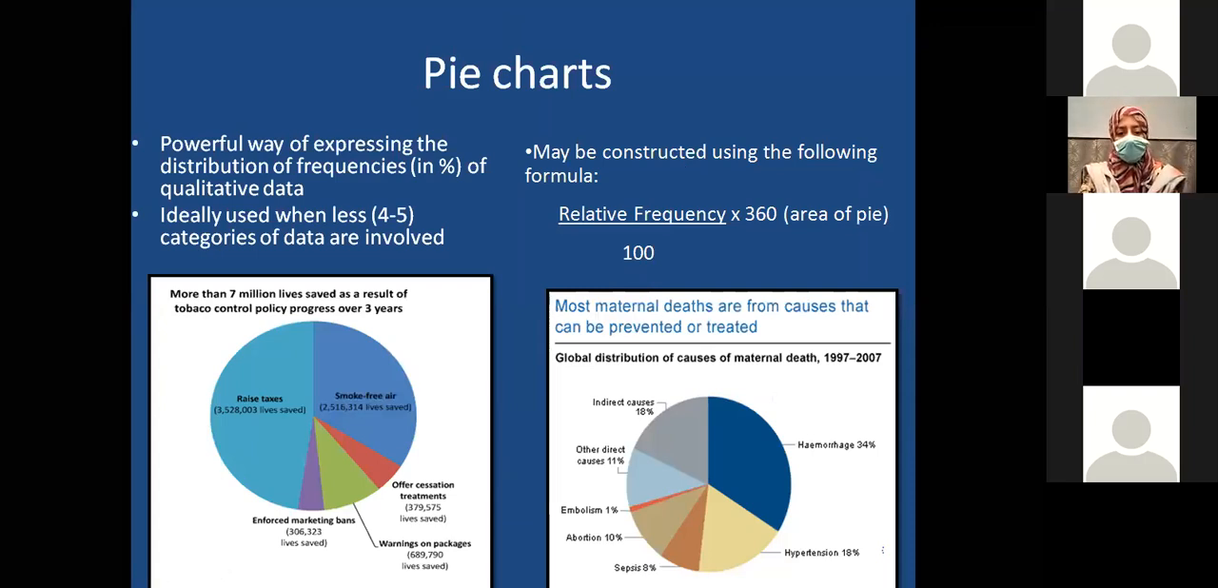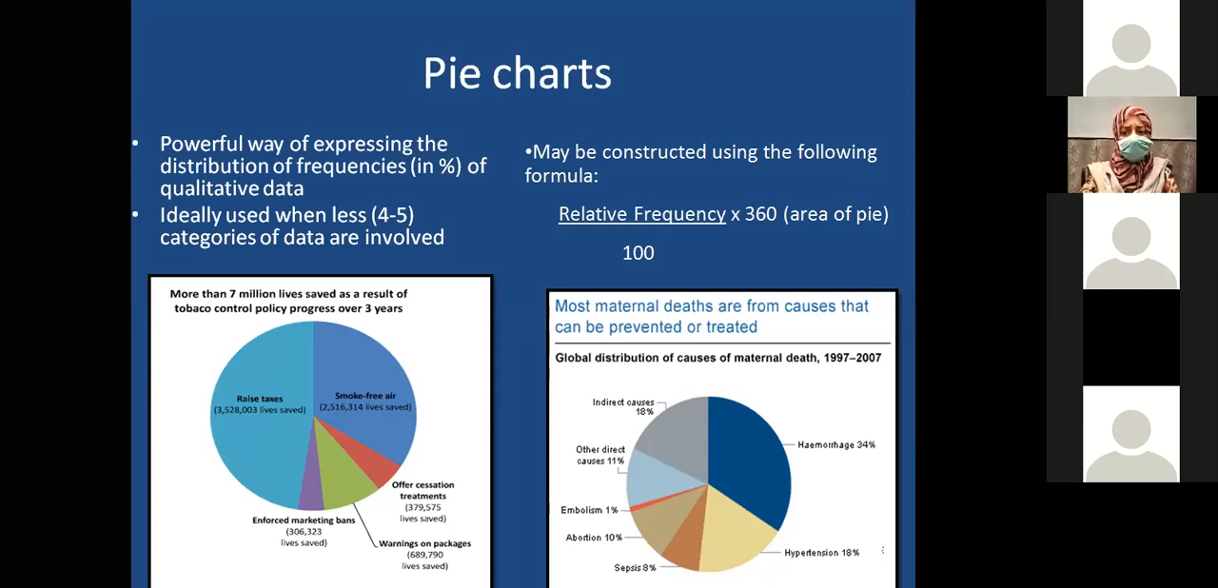Pie charts are mostly used for nominal data that don't have an order. They are a powerful way of expressing the distribution of frequencies, the percentages of qualitative data. Ideally, use them when you have data with 4 or 5 categories, not more than 5, because then it becomes clumped up and you can't make much out of it. That is when you use a pie chart, and it's a very powerful means of presentation.